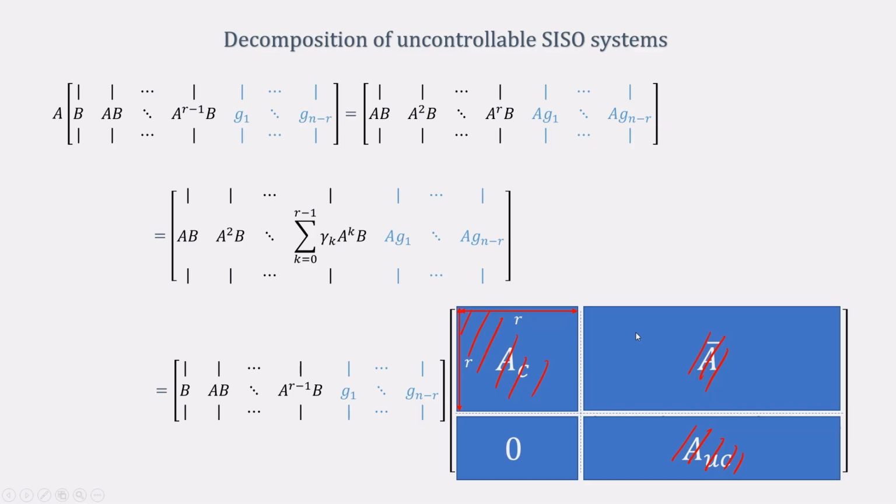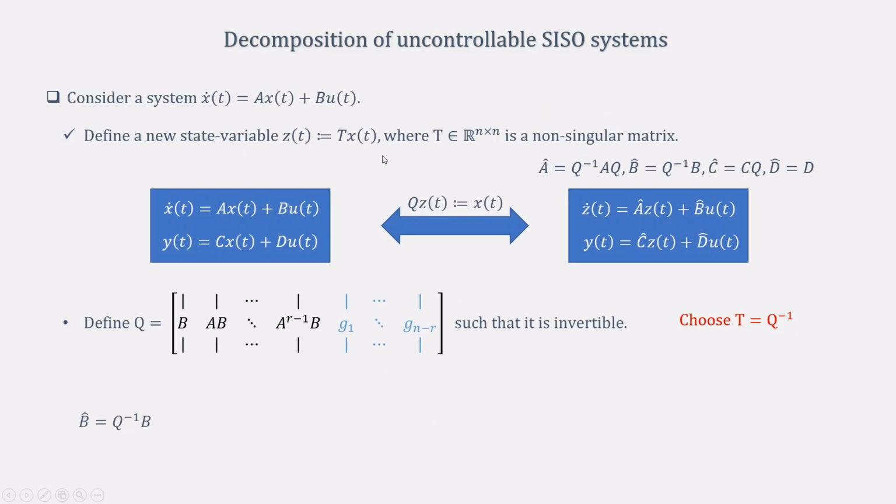What are the dimensions of these matrices? You can see that this part is an R cross R matrix. What was R? R was the dimension of the controllable space, or the image of CAB. The dimension of the image of CAB was R. So, AC is an R cross R square matrix, whereas AUC here would be an n minus R cross n minus R square matrix. So, what will A bar be here? A bar is an R cross n minus R matrix, but it is not square. Now, this will reveal a lot of information about the system.